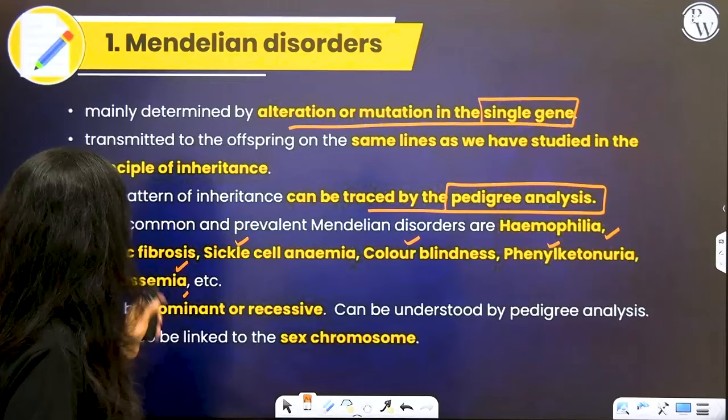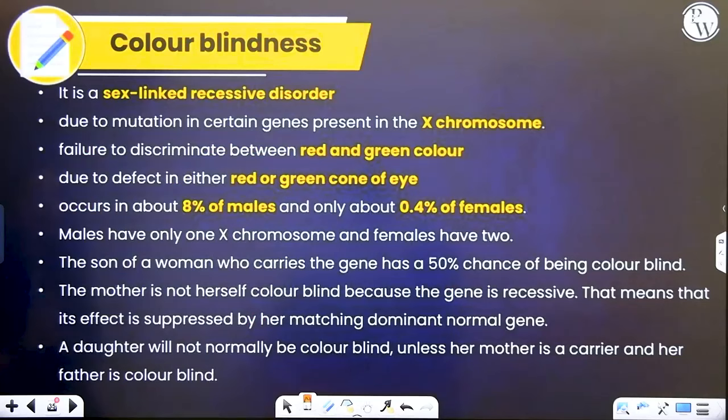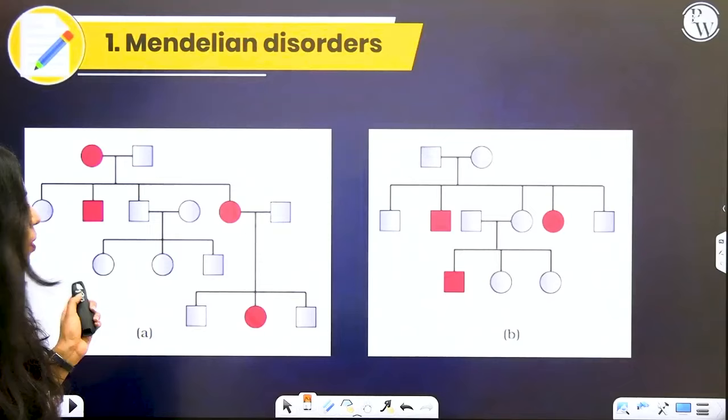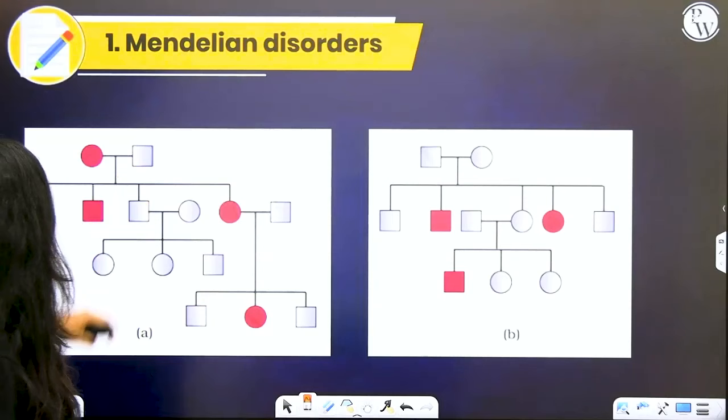All right. Now, here, one example that we have is colorblindness. Wait. Here is an example of how pedigree analysis is done. Okay, you can take a look at it and try to understand what exactly this is. So here is a family tree starting off with parents. See, this is the mother, this is the father. Mother is affected, father is normal.